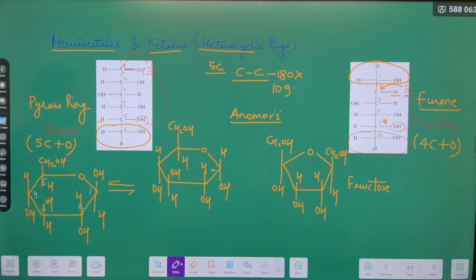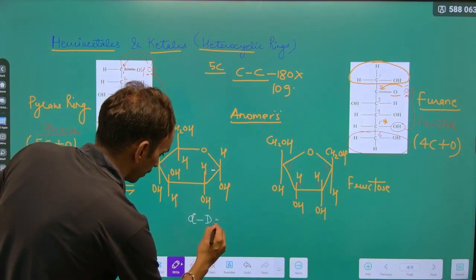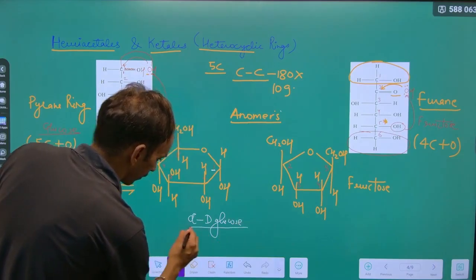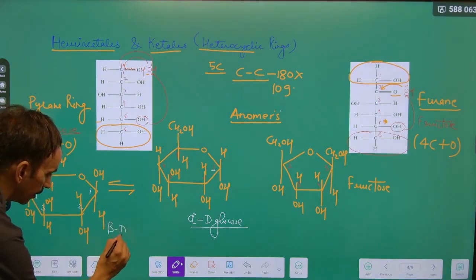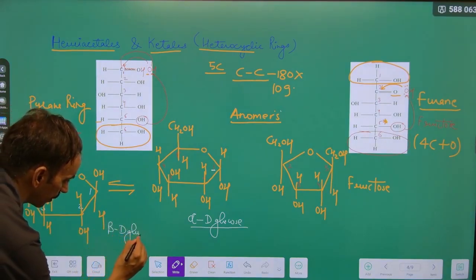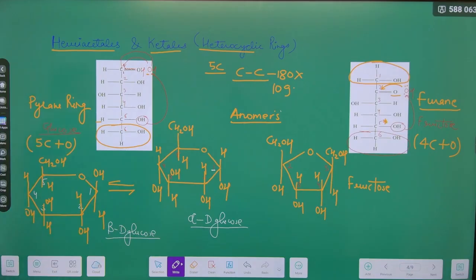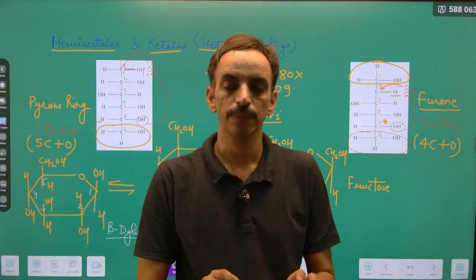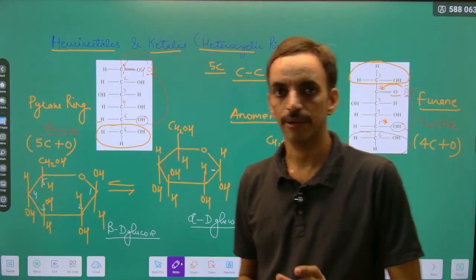This is called alpha D-glucose. This is known as beta D-glucose. And these alpha D and beta D-glucose are called anomers. There is a change in the position of the functional group on the anomeric carbon or the reactive carbon, that is the carbon number 1.